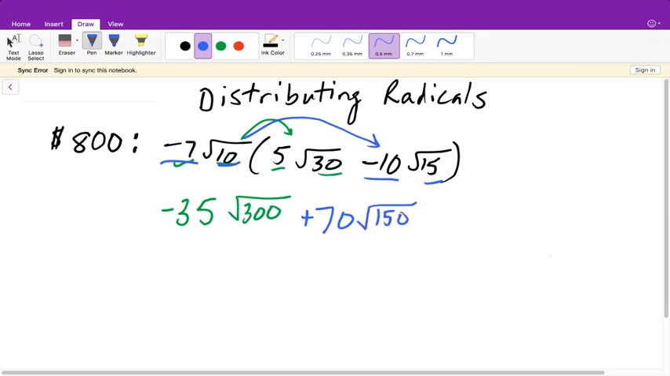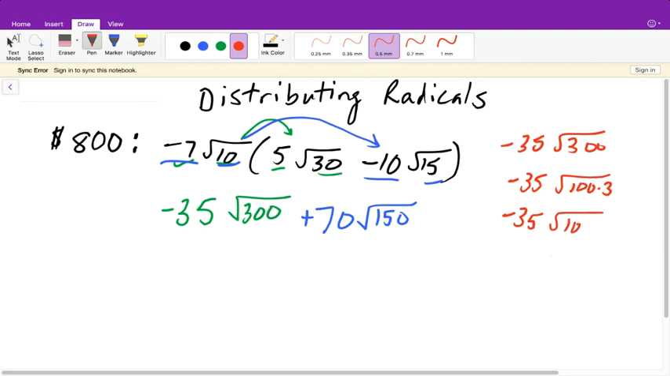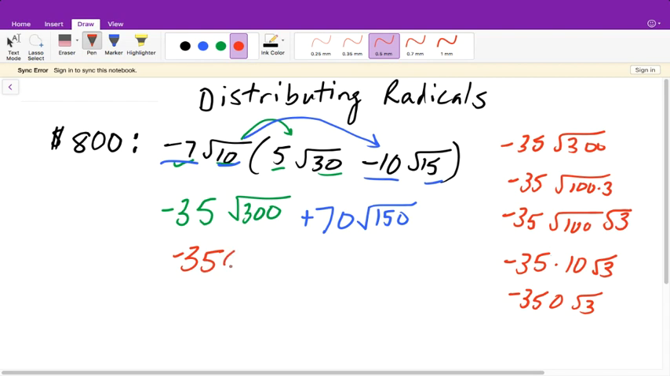All right, now we'll look on the side and see, can these reduce? Can we simplify them? Negative square root of 35 times 300. Well, we know 100 goes into 300. So negative 35 times the square root of 100 times 3. We look at these separately. Well, the square root of 100 we know is 10. So negative 35 times 10 times the square root of 3 is negative 350 times the square root of 3. So I can rewrite this as negative 350 times the square root of 3.